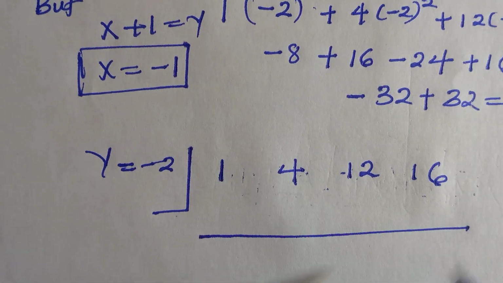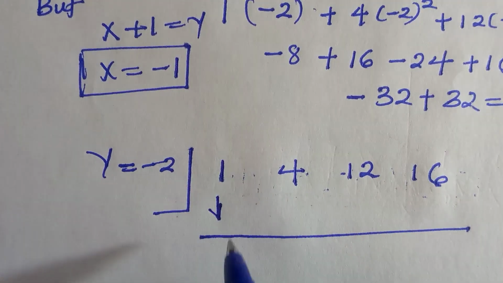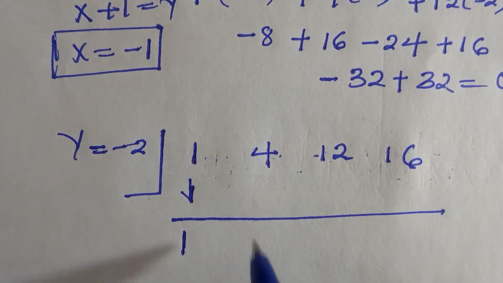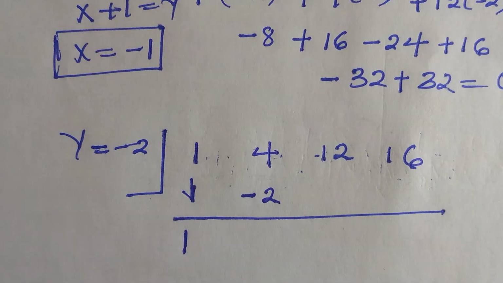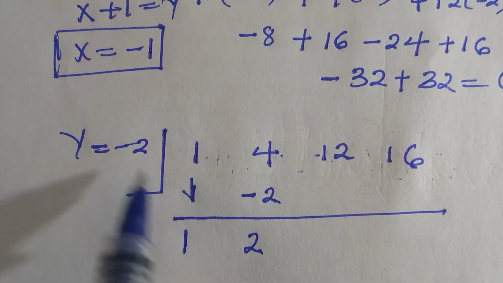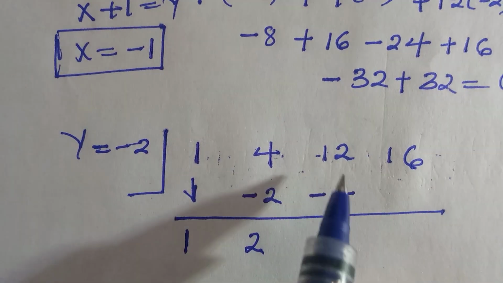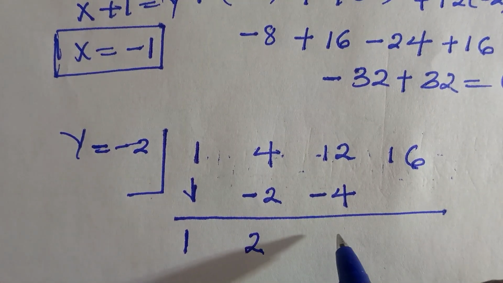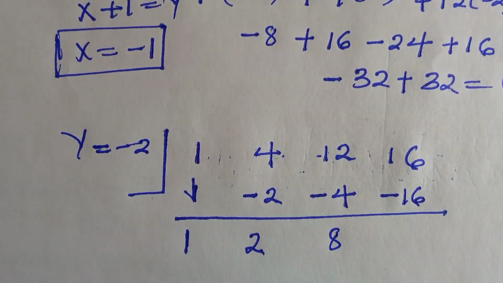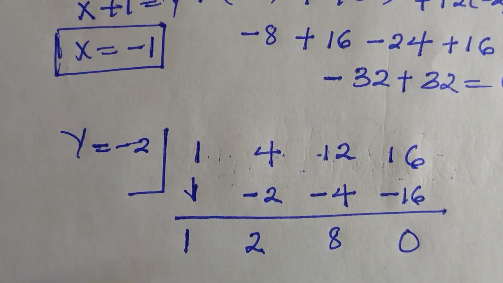And here is how to go with synthetic division. We rewrite the first coefficient as 1. Then for y equals minus 2, we multiply it by 1, that is minus 2, and we add 4 and minus 2 together, that is 2. Then minus 2 multiplied by 2 is minus 4, and adding gives 8. We multiply this as well, we have minus 16. Then we add this, and by adding this, we have 0.